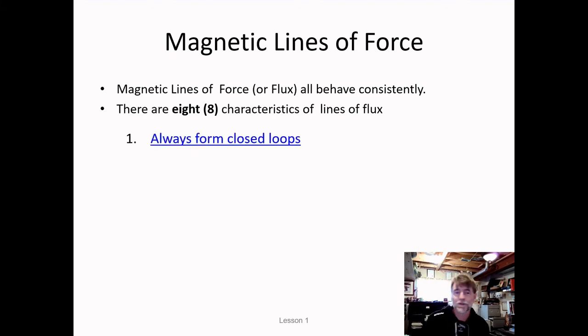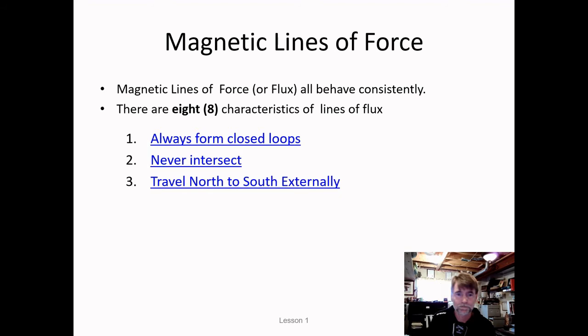So first rule: lines of flux always form closed loops. In fact, that first slide we looked at just showed the little tails coming out of the north poles of the magnet. That was an incomplete picture. The complete picture would be the next picture we looked at, which showed the loop as a complete loop. Point number 2, these loops never intersect. And there's a point later on that explains why this is true.